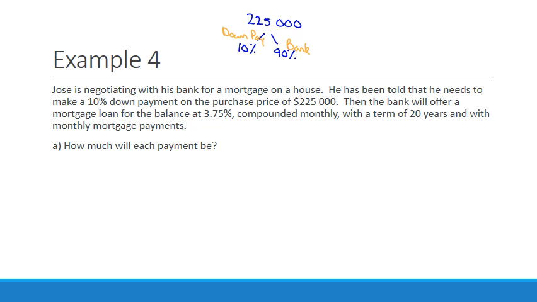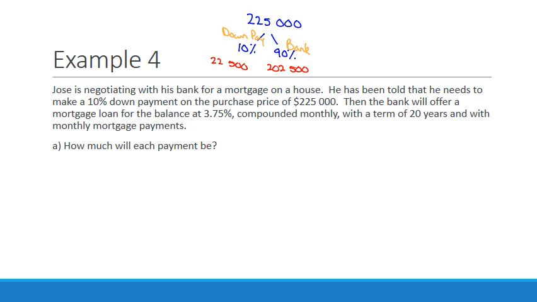All right. So to figure that out, we just have to multiply by the 10%. For the 10% of the 225,000, it'd be $22,500. He needs to have that much himself. Then the rest, the bank will cover. Now the rest would be $202,500. So you can see the bank's covering a big chunk, but he has to come up with some too.